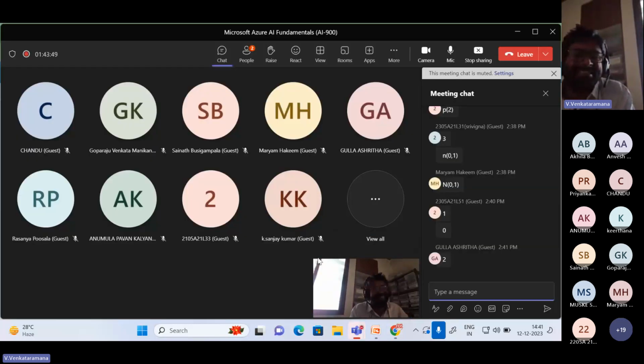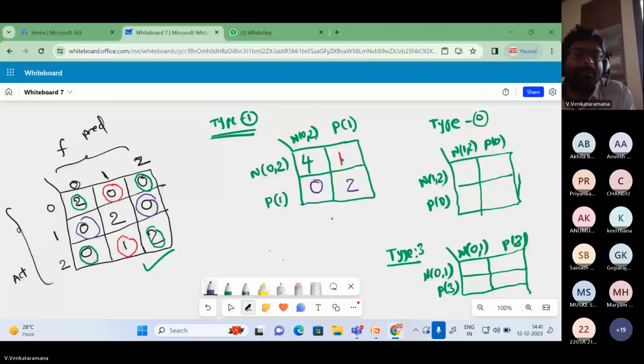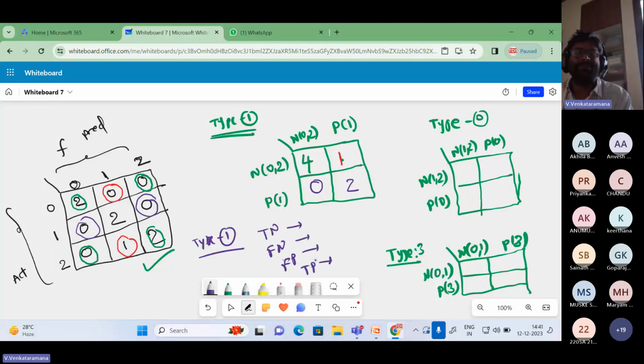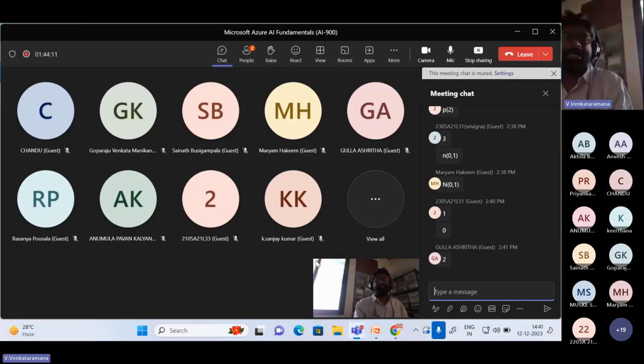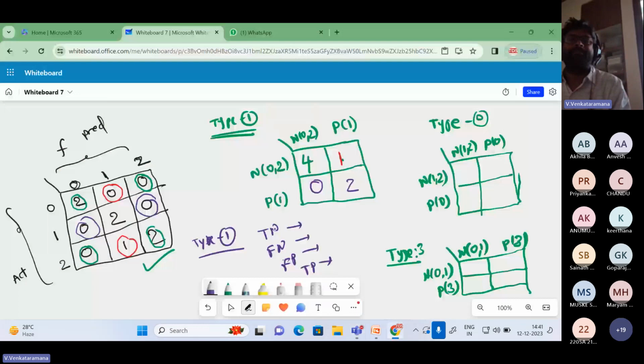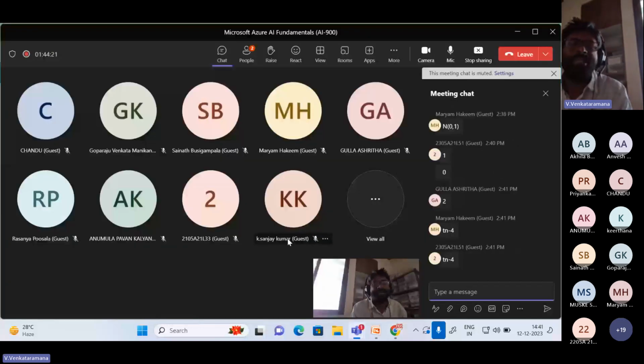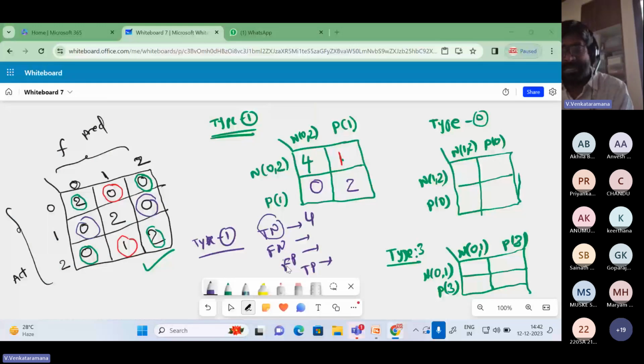Now from here, with respect to the type 1 penguin, how many true negatives, false negatives, false positives and true positives are there? Anyone can please respond. You can type in the chat box TN, FN, whatever it may be. If you respond, that is very good. At least tell me how many true negatives are there with respect to the type 1 penguin? 4. Very good, thank you. How many false negative values are there? False negative means it is predicting as a negative, but actually it is a positive. How many are there?